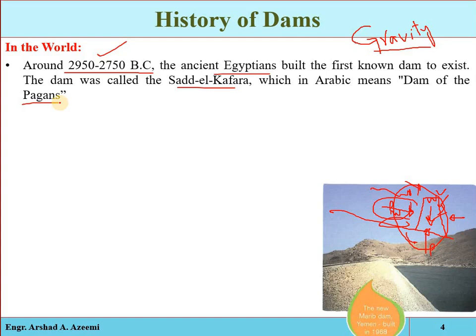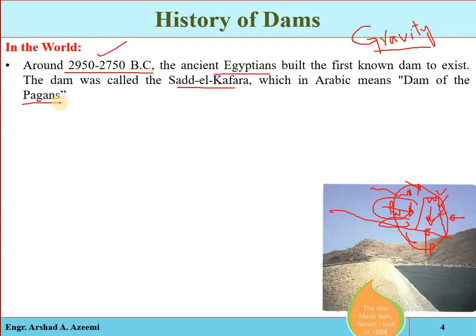Okay, so it was just given the name, the dam of the pagan. And that dam was then covered by limestone. Limestone was applied to the dam to protect it from erosion. Due to bad workmanship, the dam failed to be watertight eventually, resulting in its erosion after only a few years.